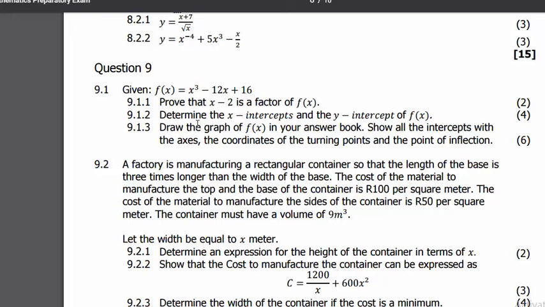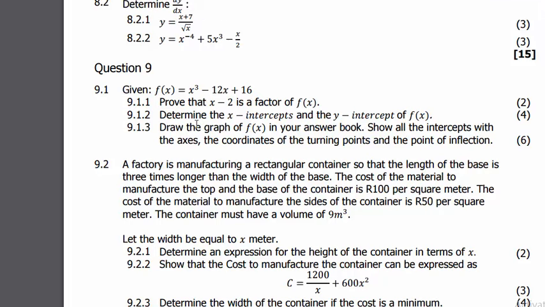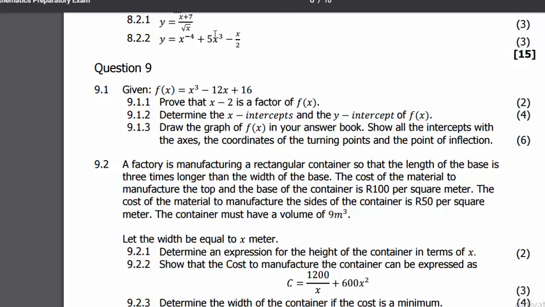Okay, question 9, and please note that you will get questions like this. This is very common. There will definitely be something like this, definitely a polynomial and some sort of questions regarding that. Prove that x minus 2 is a factor of f(x).